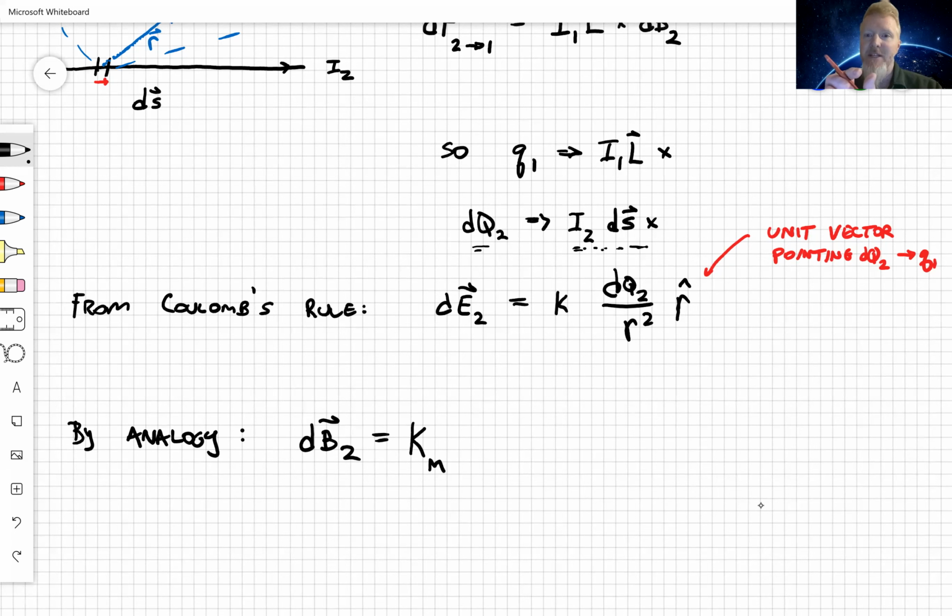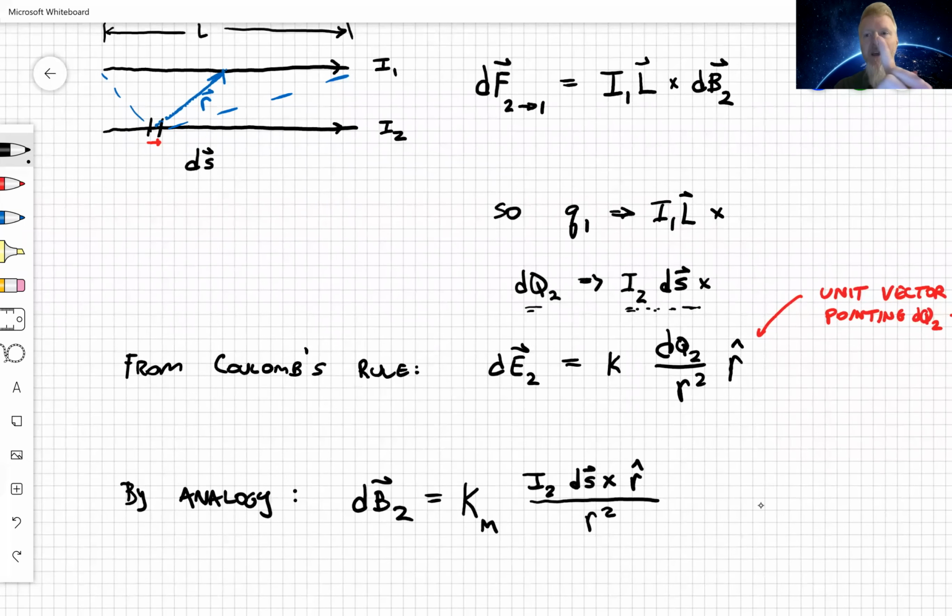So if I take that for dQ2 and substitute it in, I'm going to get an I2 ds vector crossed with something. I'm going to divide this by r squared, and I'm going to have to multiply by r hat. So that's what the thing's getting crossed into, the r hat vector. Essentially the same deal here. The unit vector r hat is pointing from the ds section of I2, just what I've labeled here, towards I1. That's the entire vector r, so the unit vector r hat is pointed along that direction.